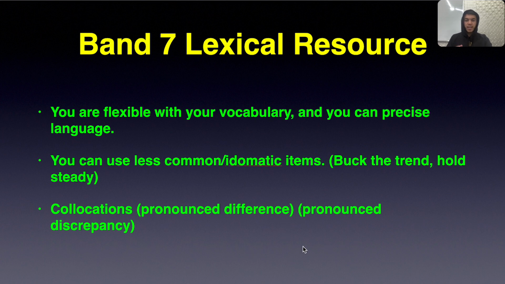So when you're trying to use a more advanced version of a simple word, you might make a mistake, okay? So this is called an inappropriacy. Even at Band 7, there are certain inappropriacies. So you need to make sure that you're using collocations and idiomatic items correctly all the time if you want to score Band 8 and Band 9.